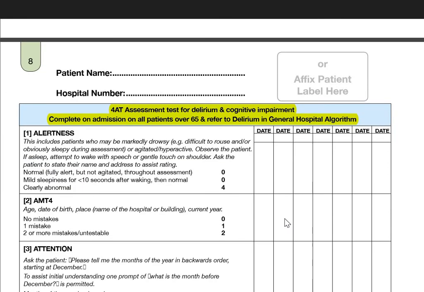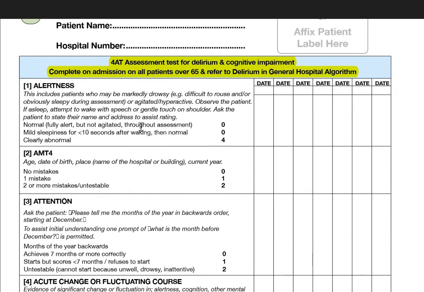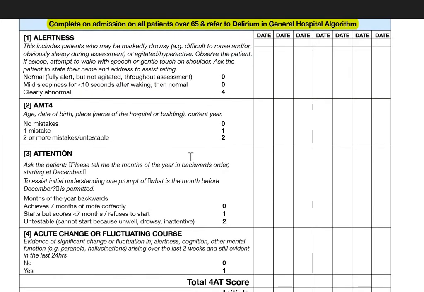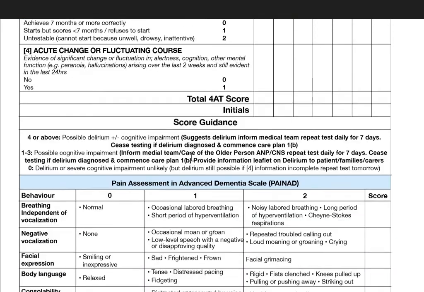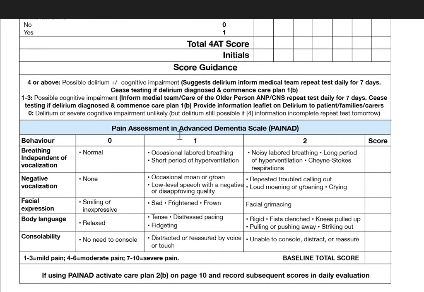And we'll scroll down to page 8. So at the bottom, this is the 4AT assessment, which we've done already, but at the bottom of this page, we have the pain assessment in advanced dementia scale, okay? So this is a pain assessment for patients who are non-verbal or have advanced dementia. We look at different elements of the patient's behaviour and we score accordingly to help us assess if the patient is in pain or what level of pain that they are in.